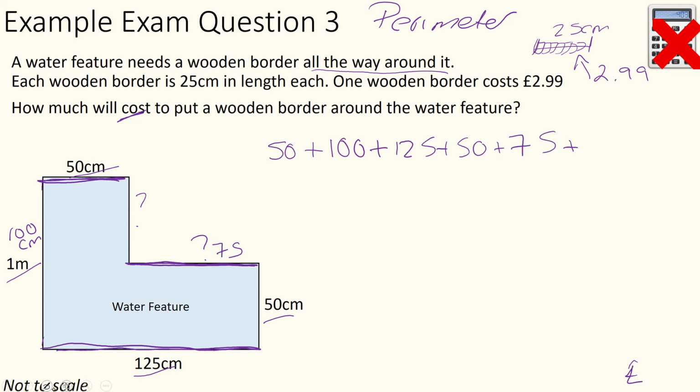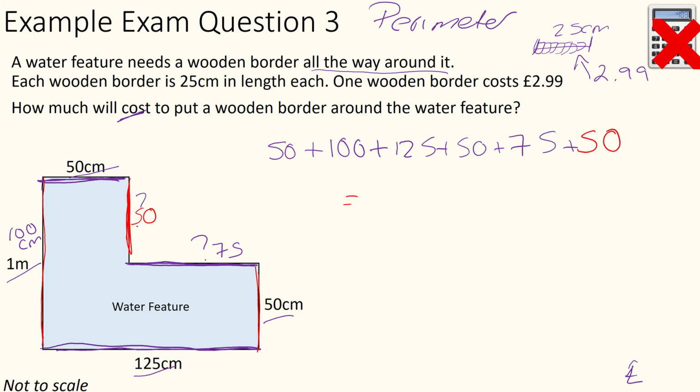I think I'll just use a little different colour. Go back to my red. Here we go. Now we need to find this edge. I'm going to find that by taking the longest edge, which is 100, and I'm going to take away 50. So that one is 50. Don't guess, don't eyeball. It's not to scale. Then we're going to add all of those together.